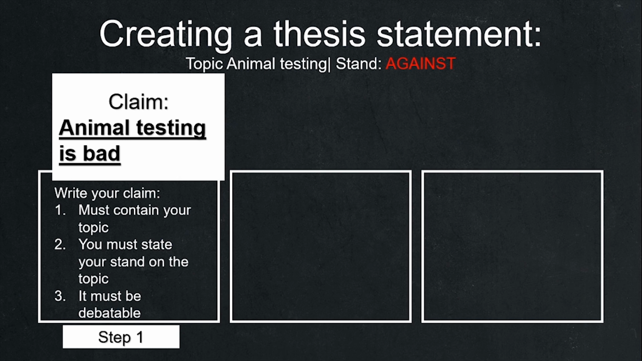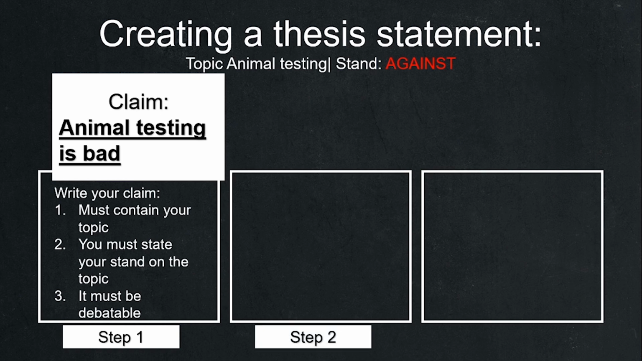Now, in number 3, we said that it must be debatable. When we say something is debatable, it means that it can be argued about. Meaning some people would say animal testing is good. Some people would say animal testing is bad. So, if something is debatable, then that could be a good route for your claim.